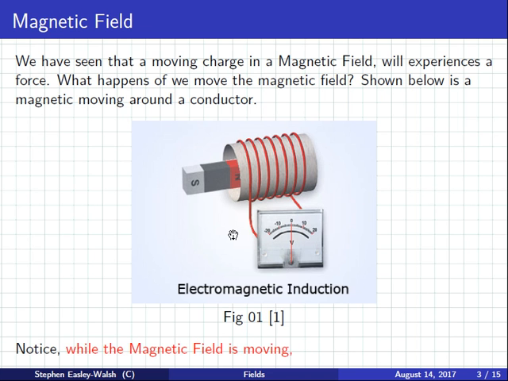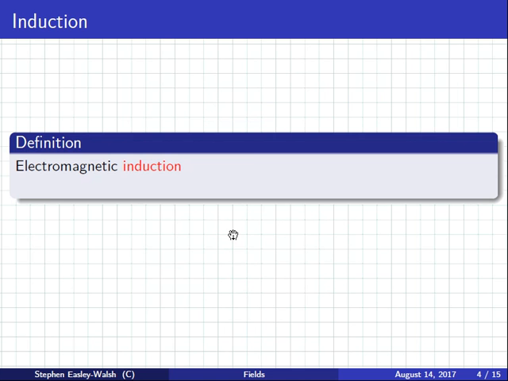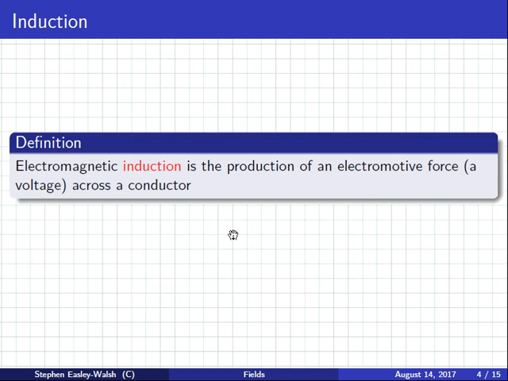Right. Note, while the magnetic field is moving, a voltage will register, as I said. So, precisely, electromagnetic induction is the production of an EMF, a voltage, across a conductor exposed to a changing magnetic field. This is the precise definition of it, if you can write this down.